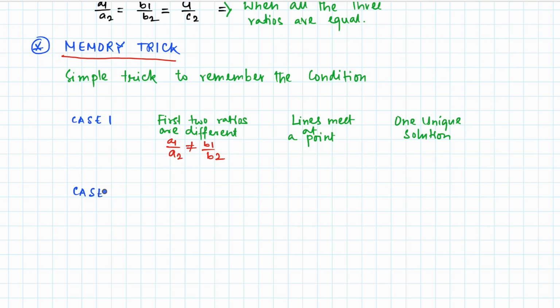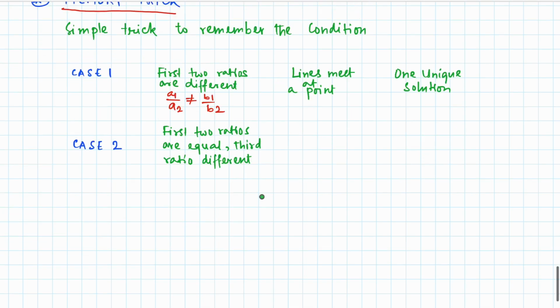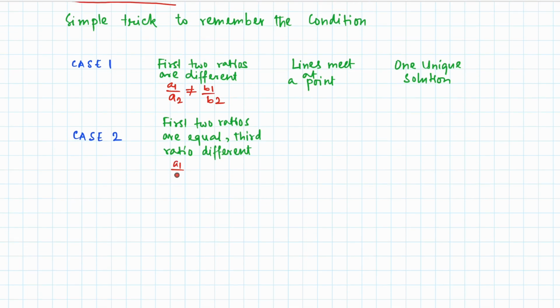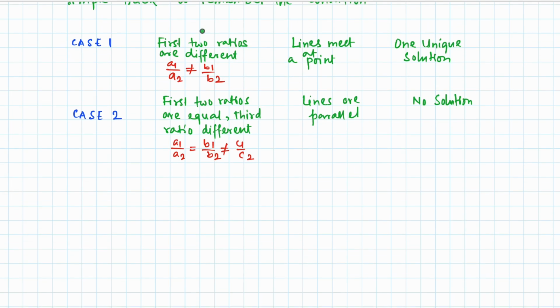Now case 2, what will we get? The first two ratios are equal or proportional, the third ratio is different. So that means a1 by a2 is equal to b1 by b2, not equal to c1 by c2. So what about the line representation? Lines are parallel to each other and there will be no solution.